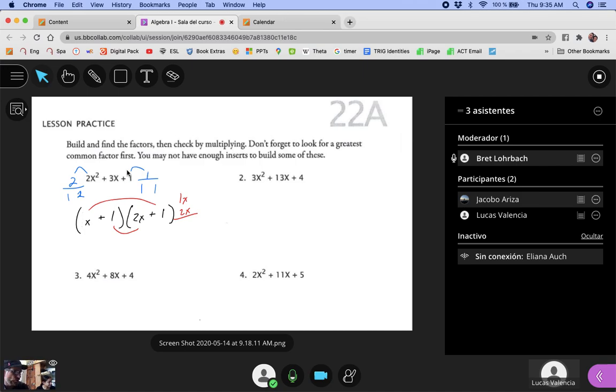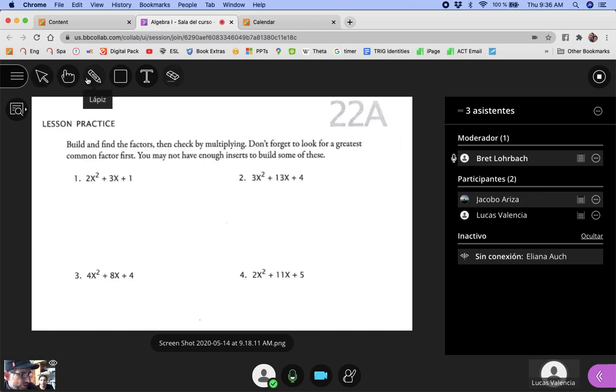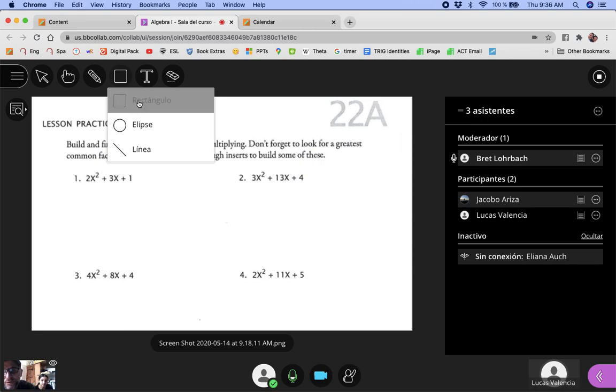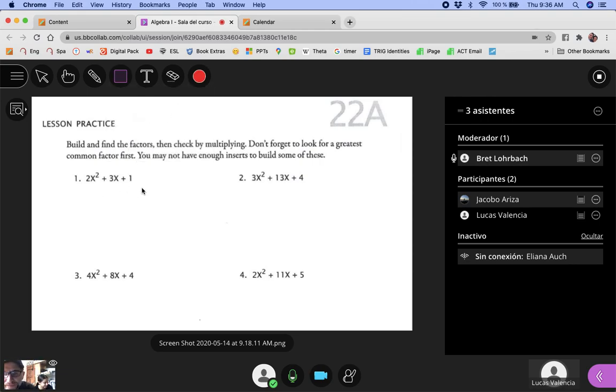Let's look at number 2. It'll be easier. First, you can see what I'm talking about. First, let's build it. Okay? Why don't you do it on your paper? Start number 2. We have 3x squares. And you're going to have to take 13 x's. That's going to be a lot of boxes to draw. 2, 3, 4, 5.